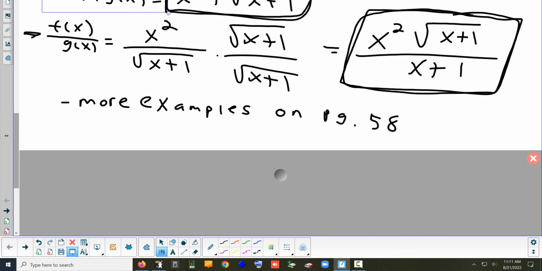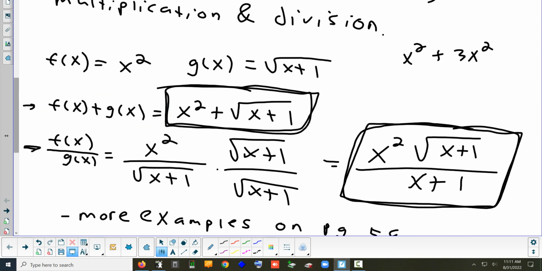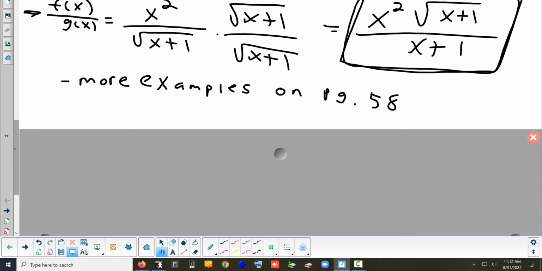Now, when we combine them, f of x has its own domain and range when we start the problem. g of x has its own domain and range. When you combine to create a new function, you are potentially creating a new domain and range. So that's what we really want to be able to figure out. When we create these new functions, what is the new domain and what is the new range? It has to do a lot with the original domains and ranges.